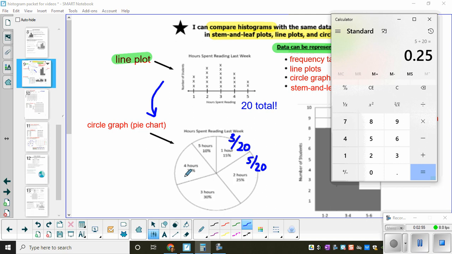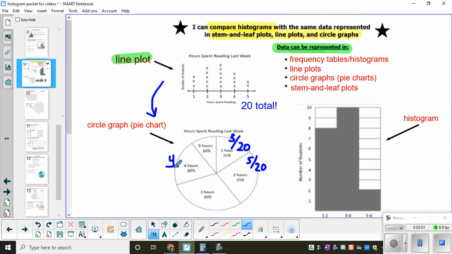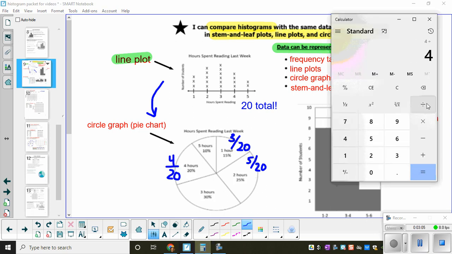I'll do one more. Let me do this one right here for 4 hours. We had 1, 2, 3, 4 students in this category. So 4 out of the 20 right here, when we do 4 divided by 20, it is 20%, and you can see that's where we're getting this 20%. So that's how we can take the information from a line plot and represent it in a pie chart.